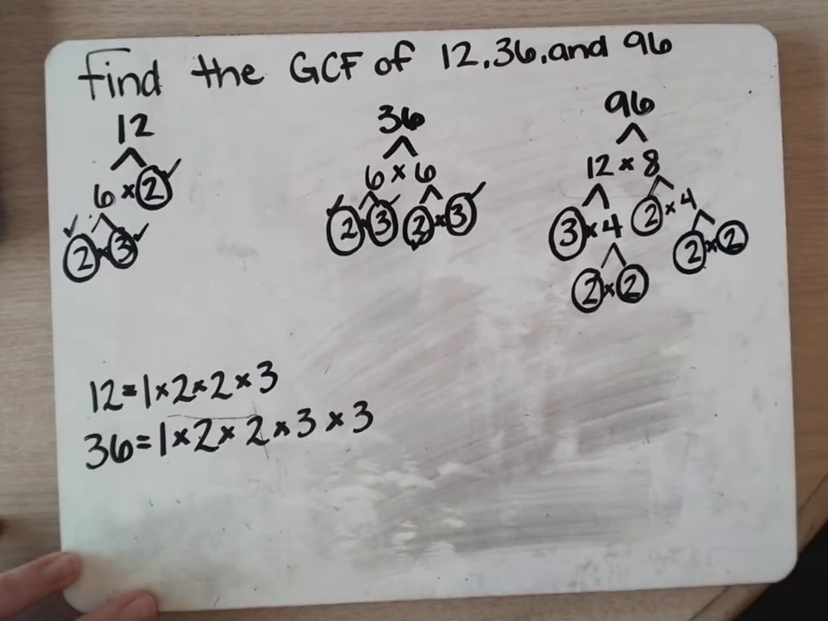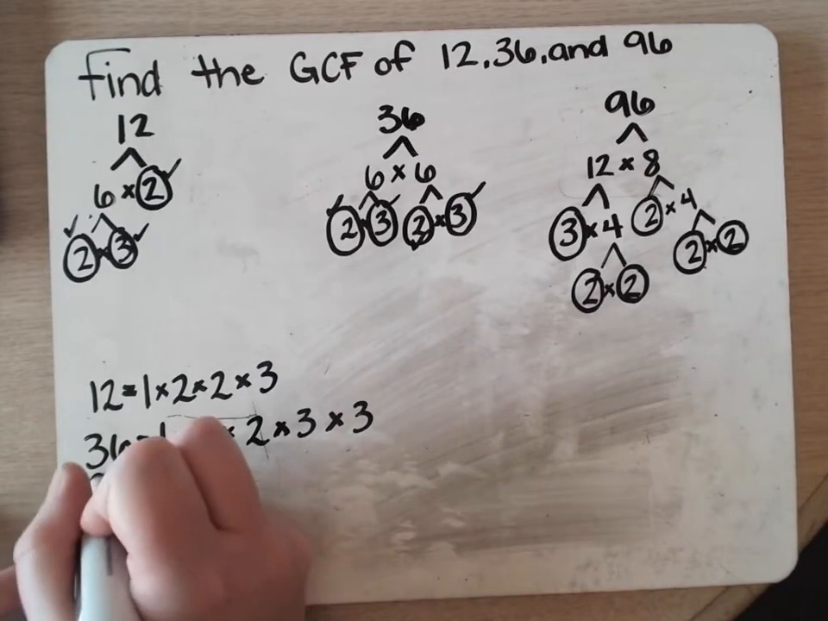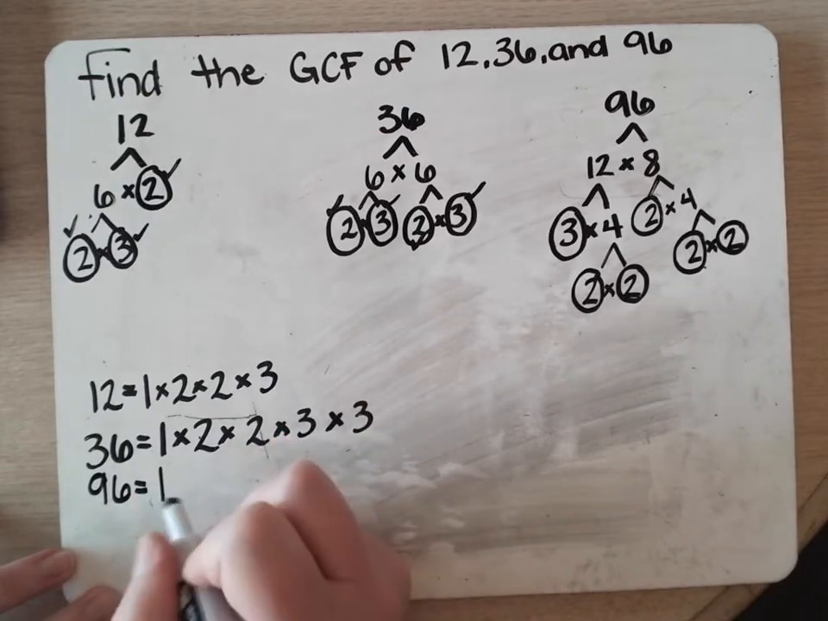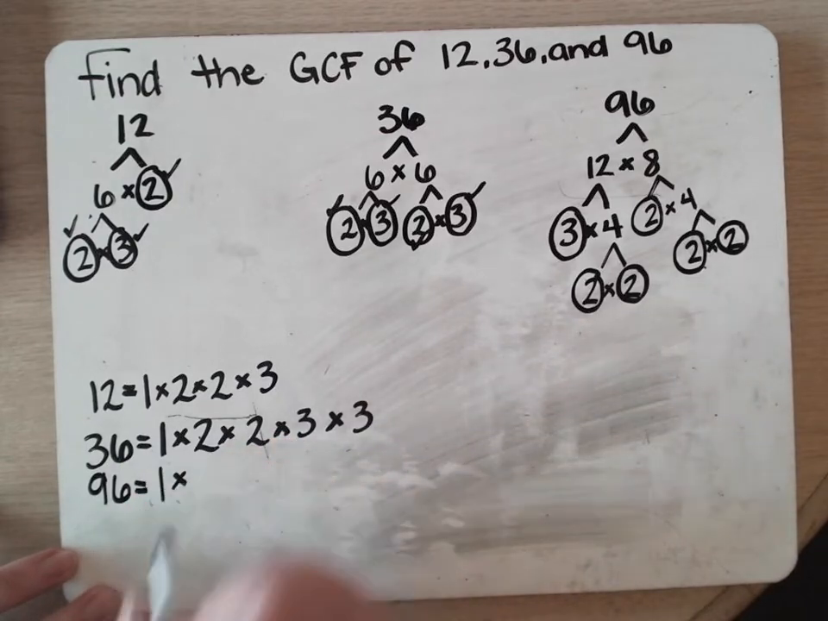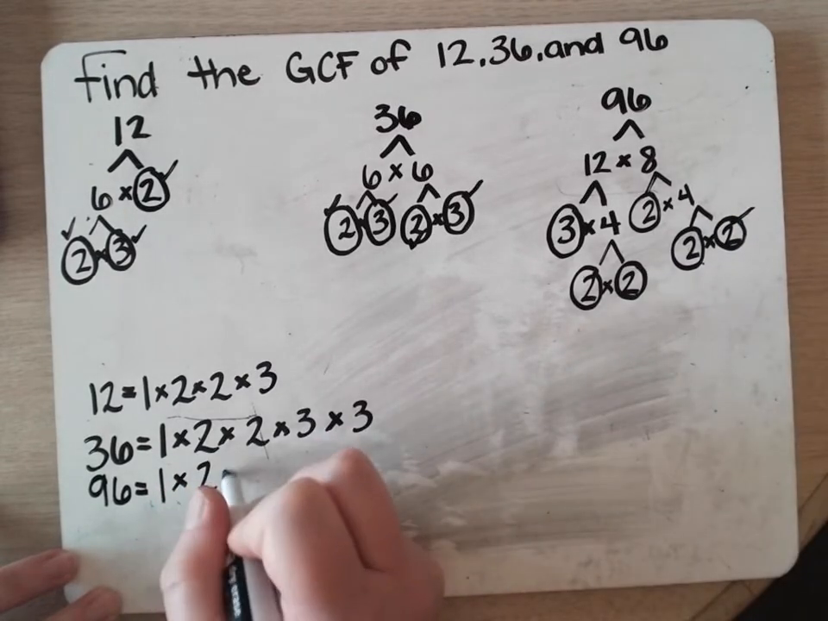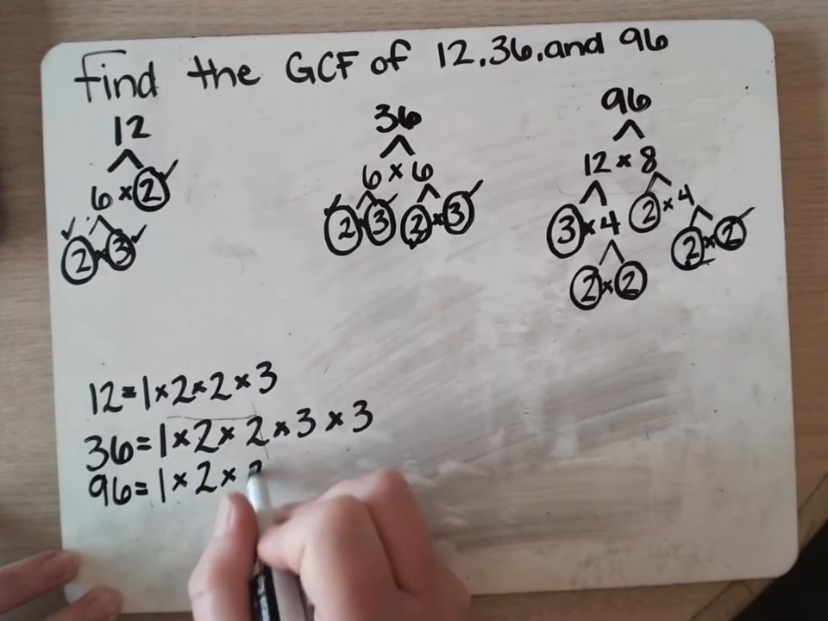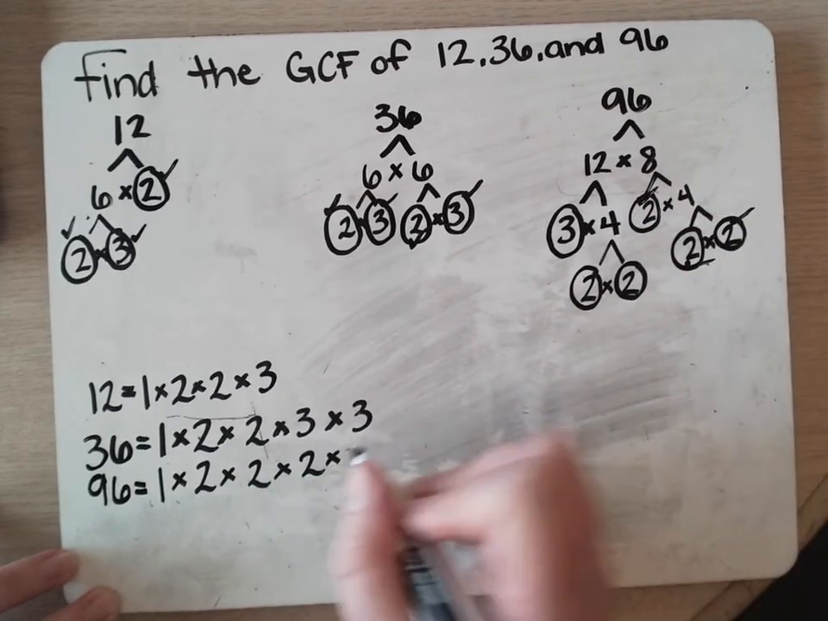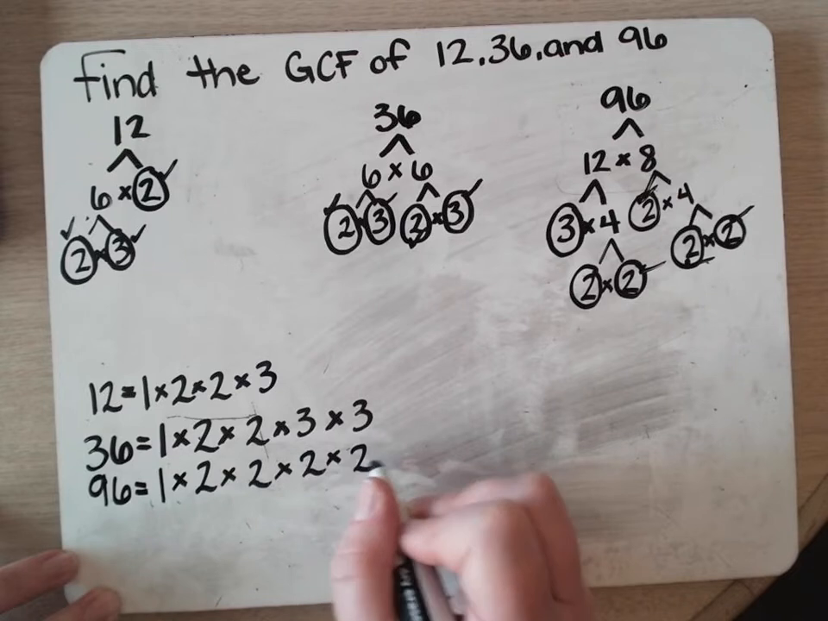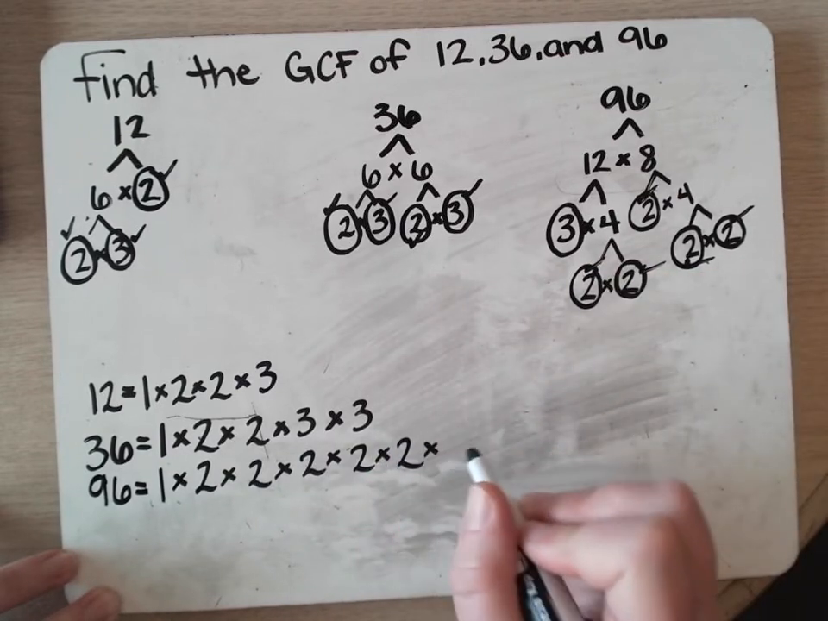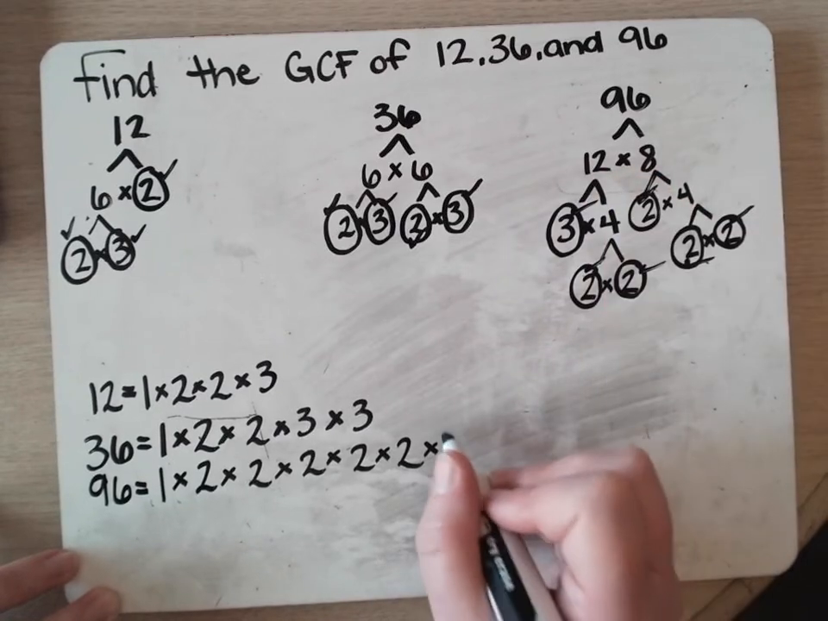Circle both of your 2's. Now that I've finished my tree, I'm going to write my list for 96. 96 equals 1. Remember, 1 is always first. Times 2, times 2, times 2, times 2, times 2, times 3.